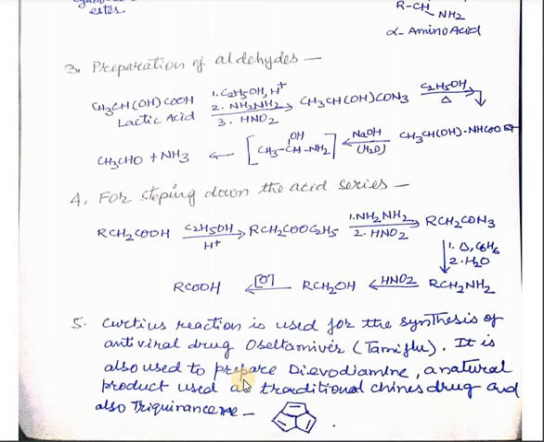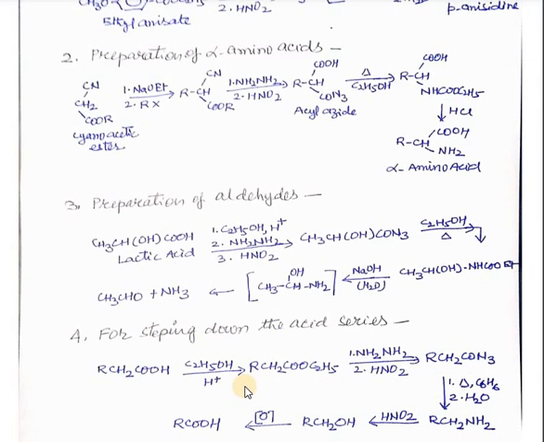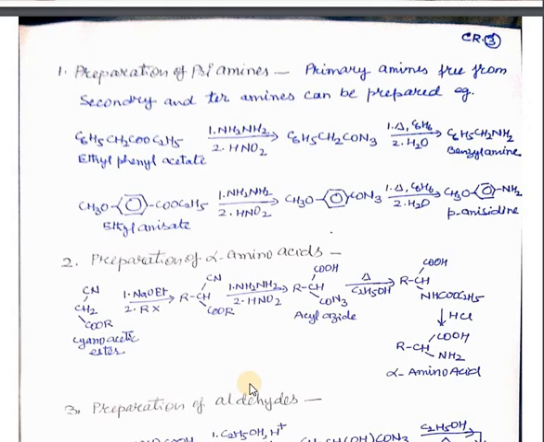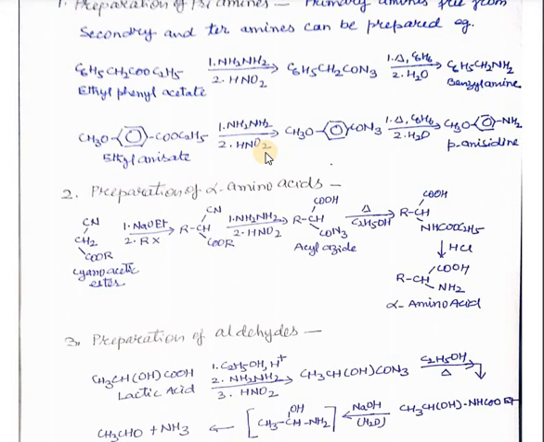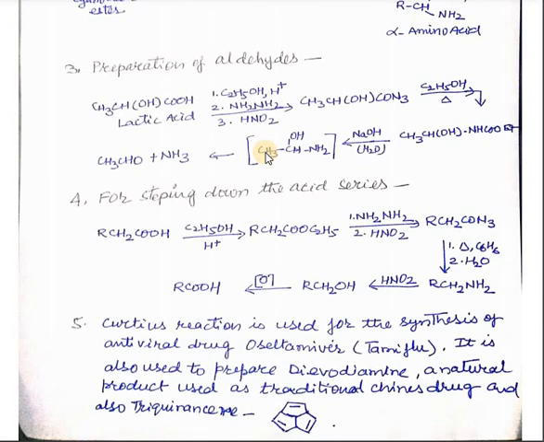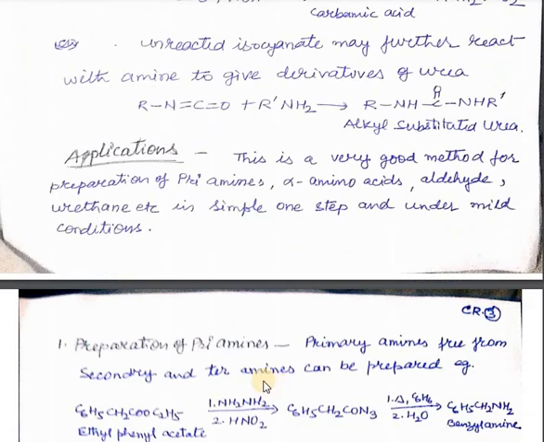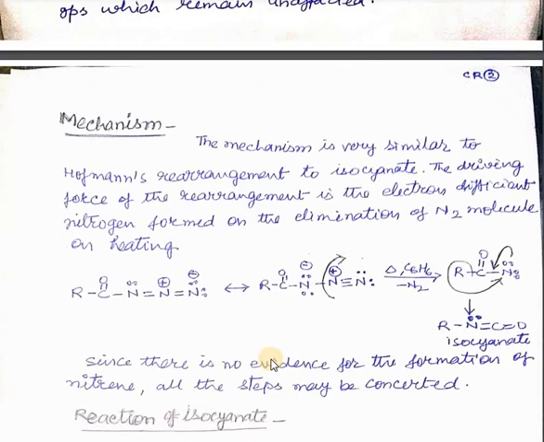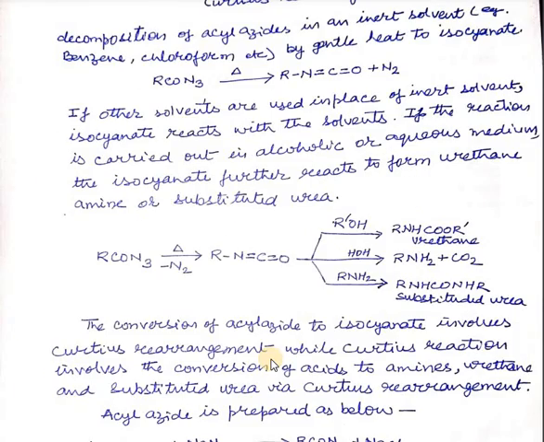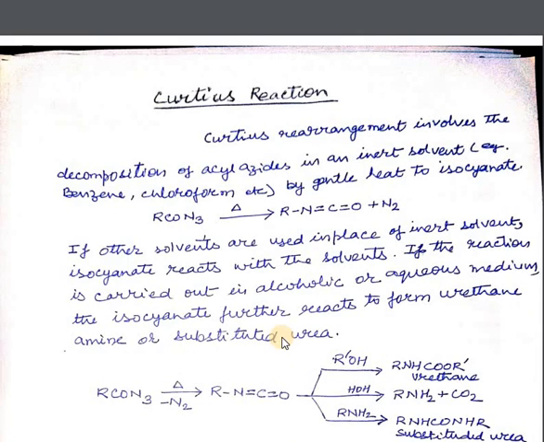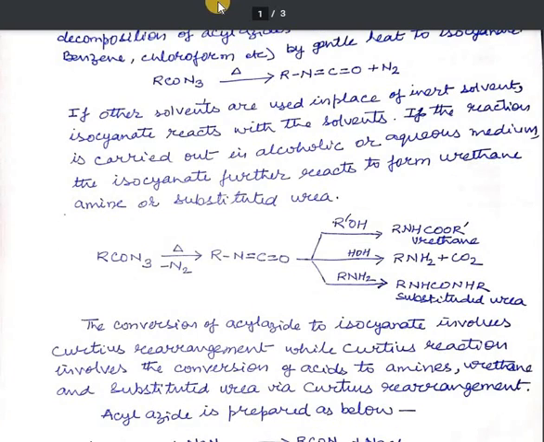So these are some applications of this Curtius reaction: preparation of primary amine, preparation of alpha amino acid, preparation of aldehyde, stepping down an acid series, and the preparation of Tamiflu and various other drugs. So this was about Curtius reaction and Curtius rearrangement. Thank you.